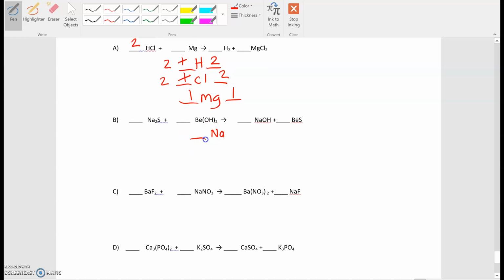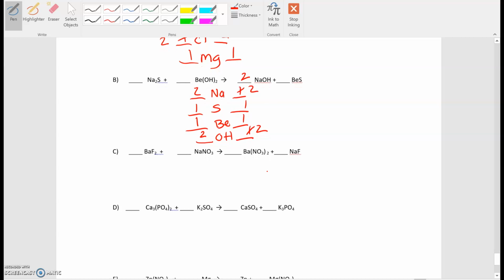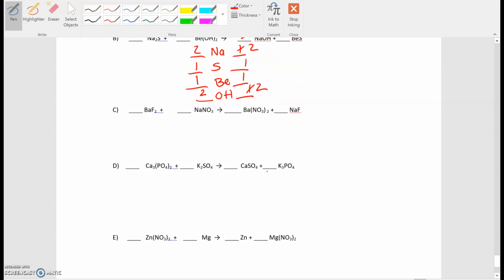Here I have sodium, sulfur, beryllium, and then I have hydroxide. So I have 2 hydroxides, 1 beryllium, 1 sulfur, 2 sodiums, 1 sodium, 1 sulfur, 1 beryllium, 1 hydroxide. So I'd put a 2 in front of the sodium hydroxide, and that balances everything.